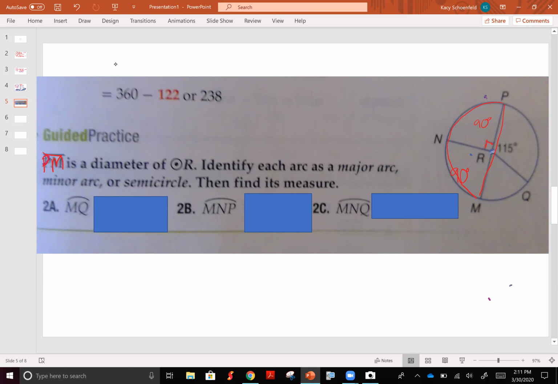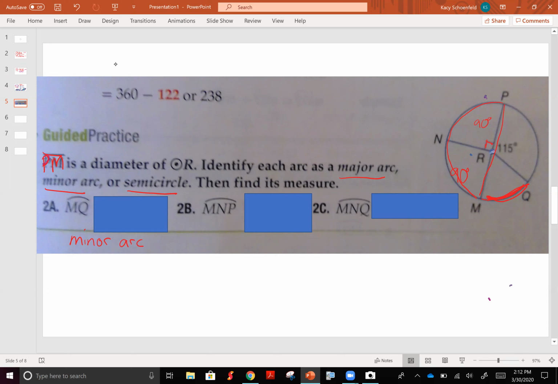So we have to identify each as a major arc, a minor arc, or a semicircle. Okay, so MQ. Let's find MQ. MQ is over here on the right side of the picture. MQ is definitely not very big and it's not a semicircle. Right off the bat, it's a minor arc. And then we need to figure out how much everything adds up to.